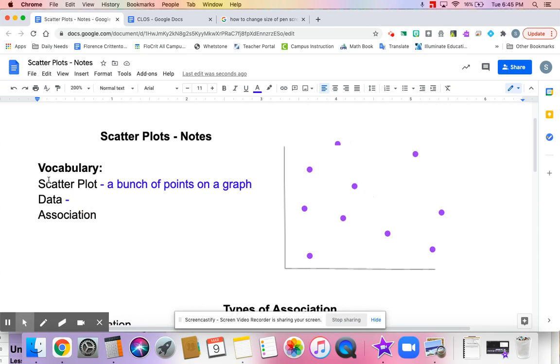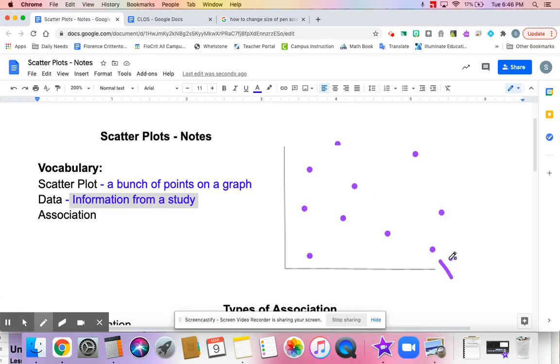Scatter plots are usually about data. And so data, each point is a data point. And data usually comes from a study. So it's information from a study. Scatter plots are used in real life a lot because they represent things that we're studying in real life.